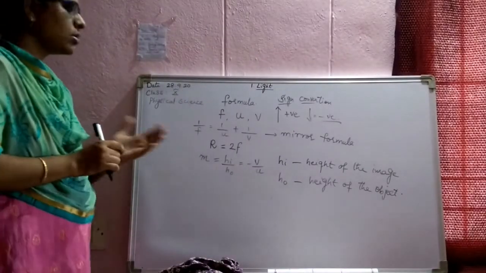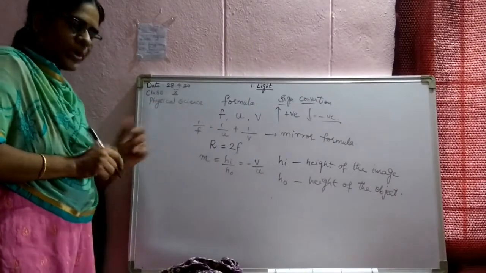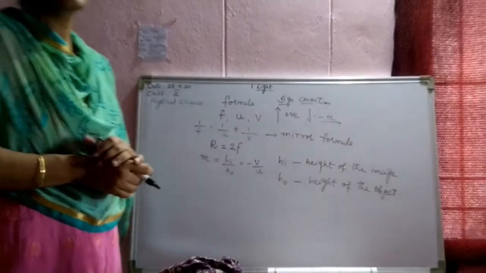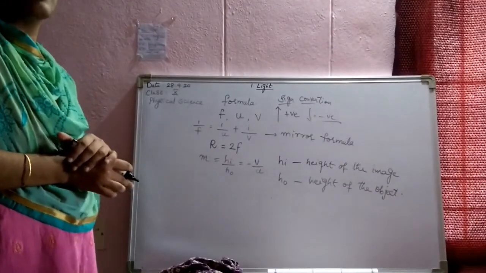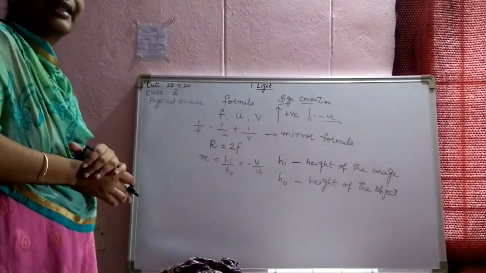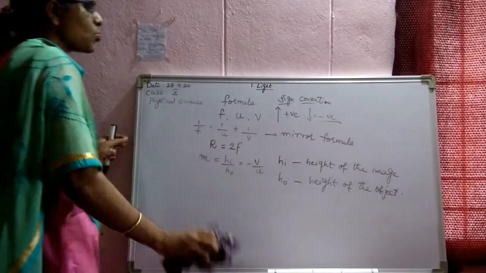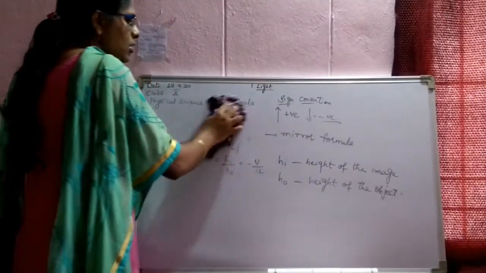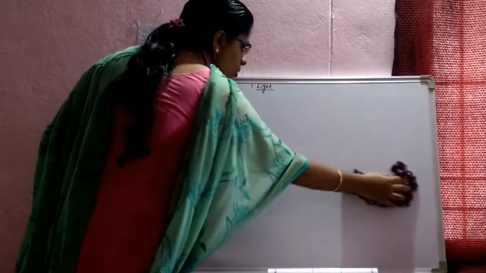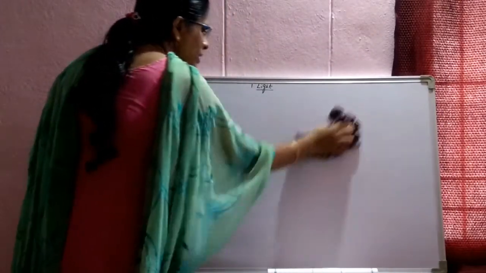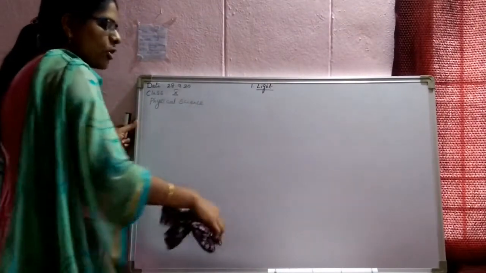Now, please note down these formulas in your notebook, children. Now, based on these formulas and the sign convention, we will solve our problems based on the mirrors. Okay? Today, we will see small problems. From tomorrow onwards, I will give you certain problems and you need to solve them at home. How to solve these problems?